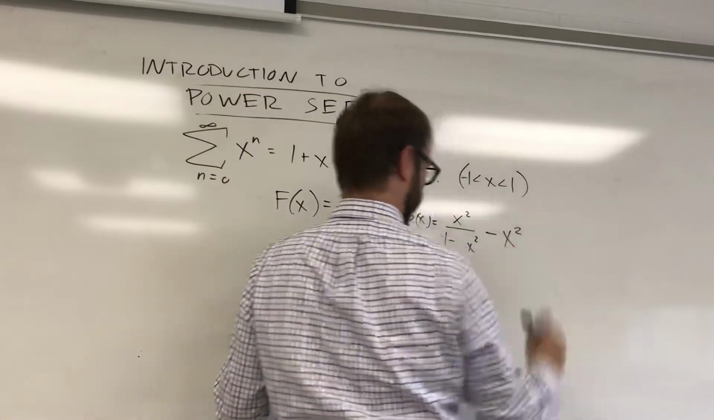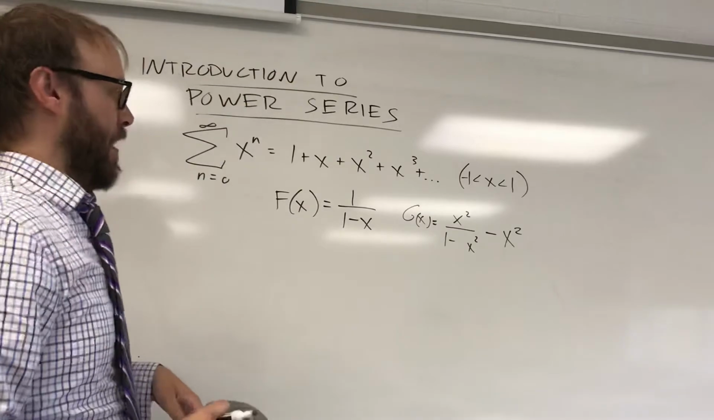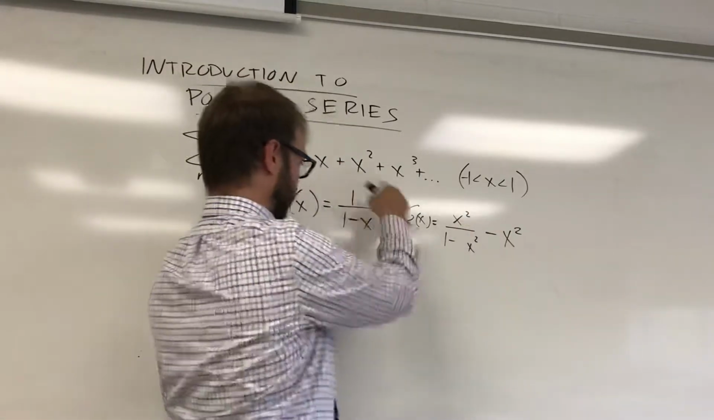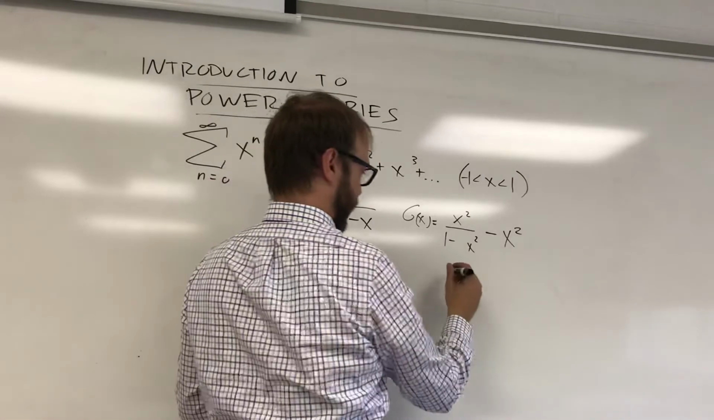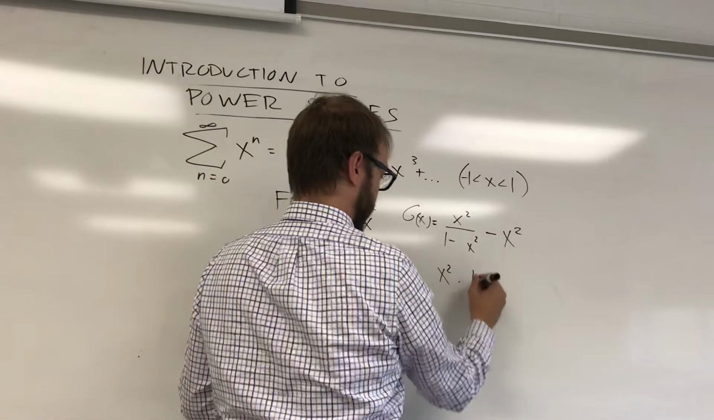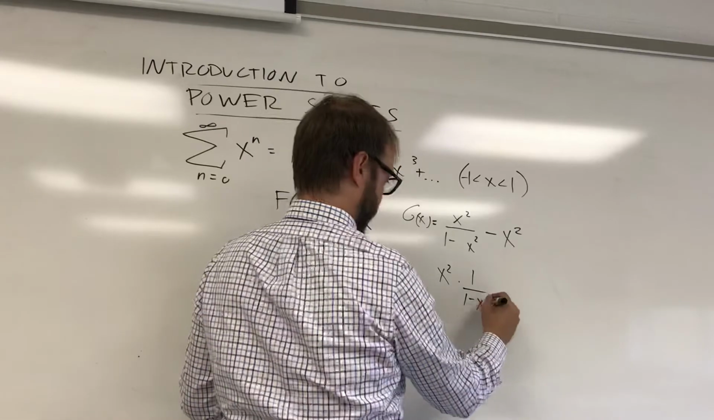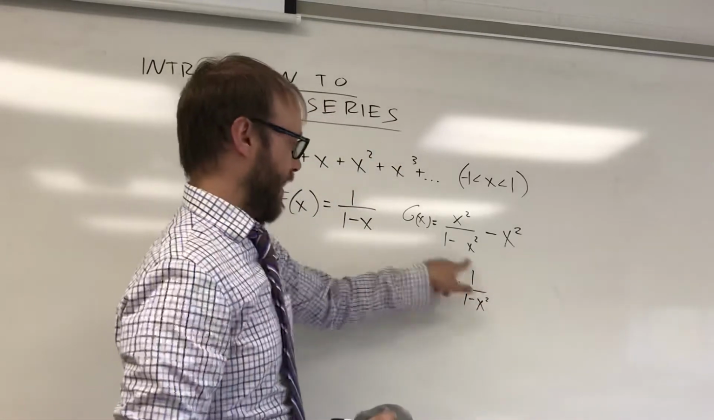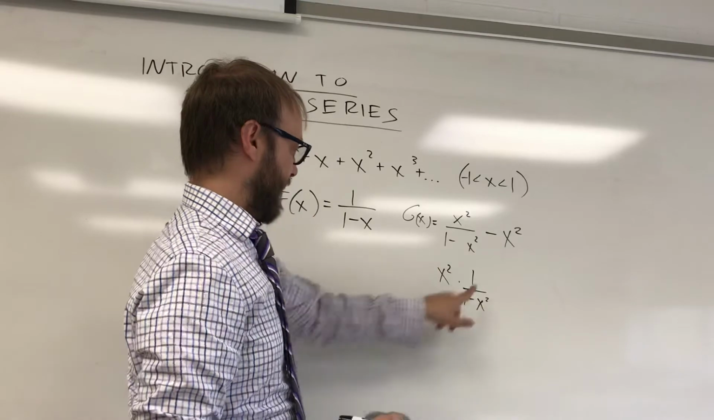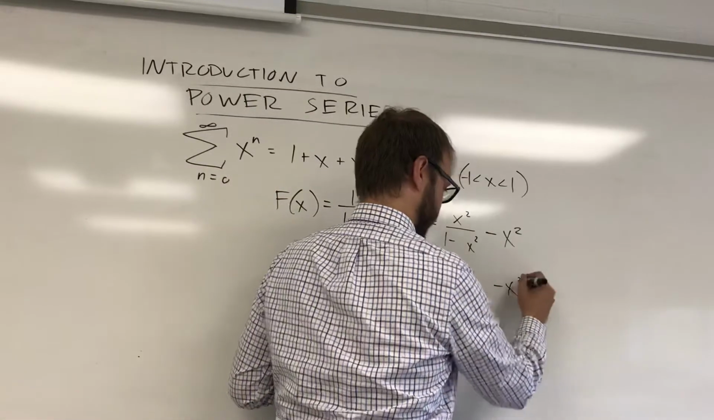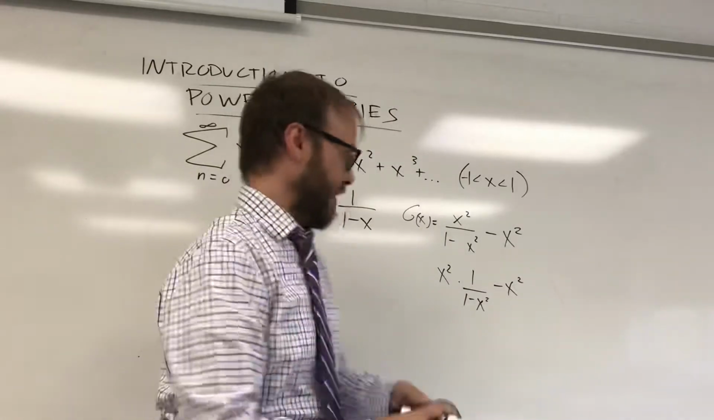Okay, I haven't done anything like this yet. So a couple of things here. This is really this function here multiplied by x squared. So we have an x squared times 1 over 1 minus x squared would be another way of writing this. And we can see that this is very close to this. There's a minus x squared at the end, which seems a little weird. We'll have to figure out what's going on with that later.